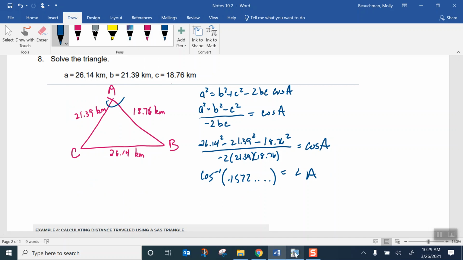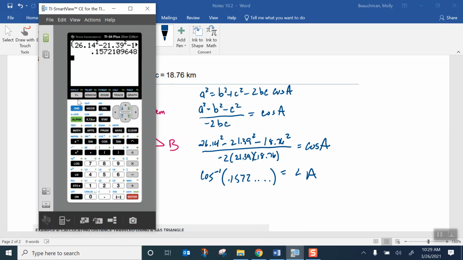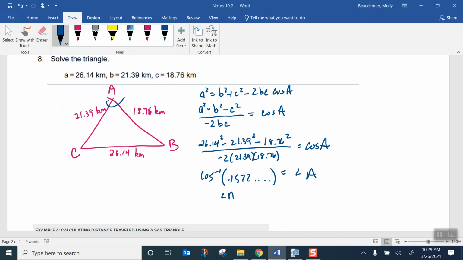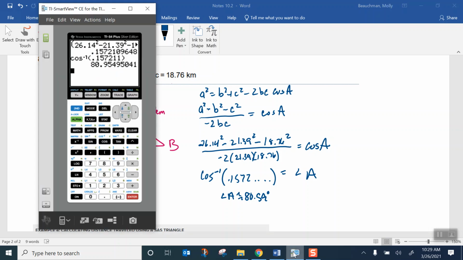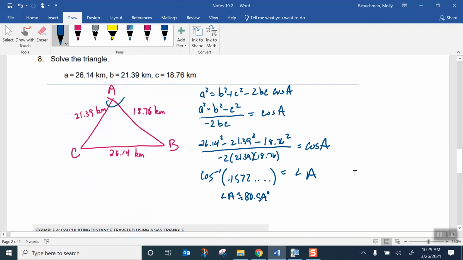If you're not going to do it all at the same time, I want to find the inverse cosine and put in as many decimal places as possible. 0.157211 is probably okay for this one if I round it. So that'll give us about 80.95 degrees. So angle A is approximately 80.95 degrees.